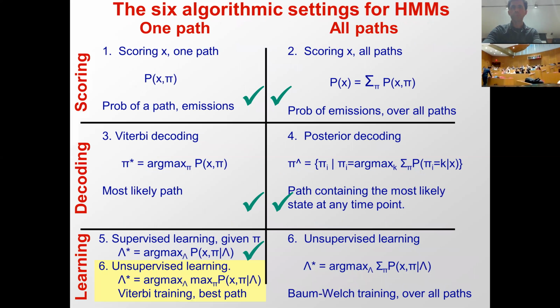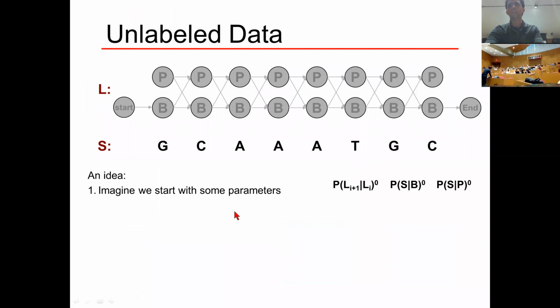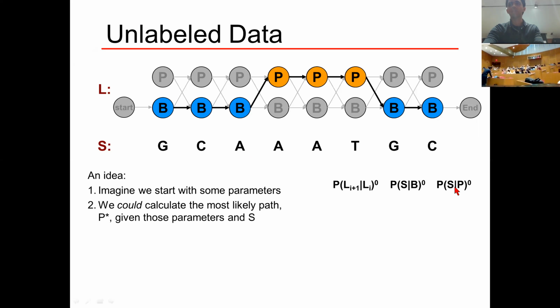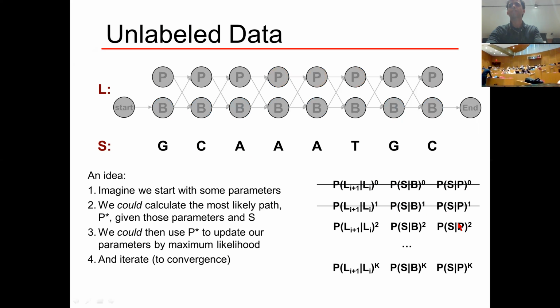So basically, the way that we do unsupervised learning is, if we don't have any labels and we don't have any annotations, it's very hard to start. But what we could do is start with some parameters, or start with some annotations. Then given some set of parameters at iteration zero, we could calculate the most likely path given those parameters, and then update the parameters based on this most likely path. Then use the updated parameters to calculate a better path, and use the better path to calculate better parameters, and so on and so forth. Okay?